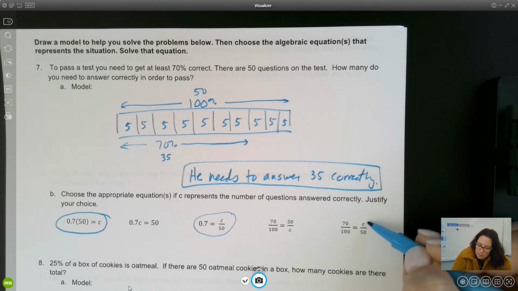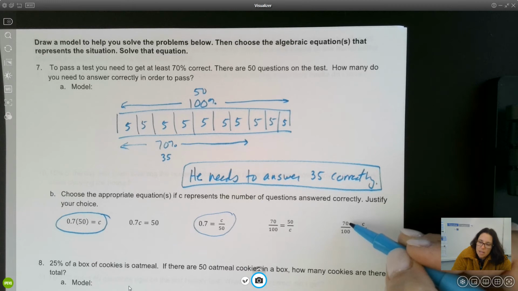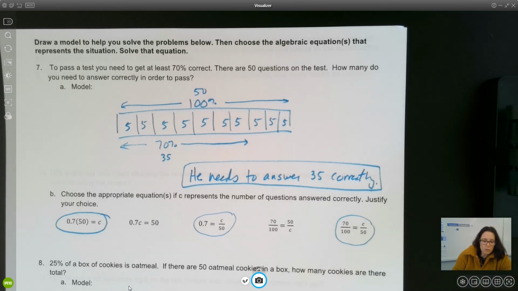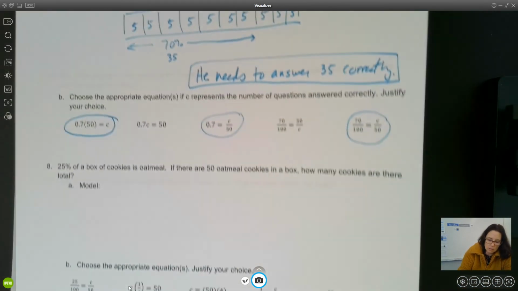Answered correctly is up on the top with the 70%. That's looking better. And 50 is the 100% total. Yes. So any one of those 3 would be great.